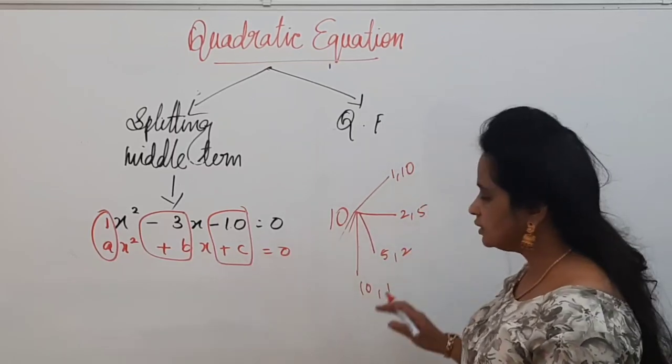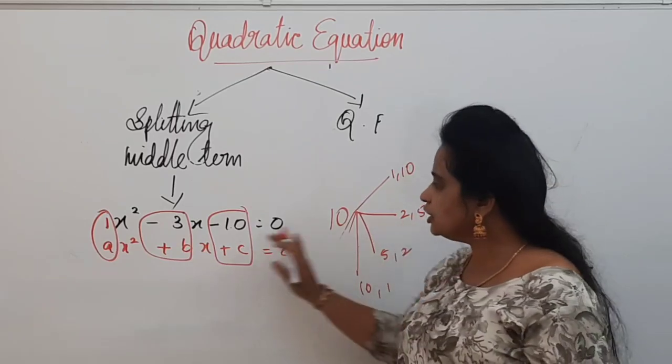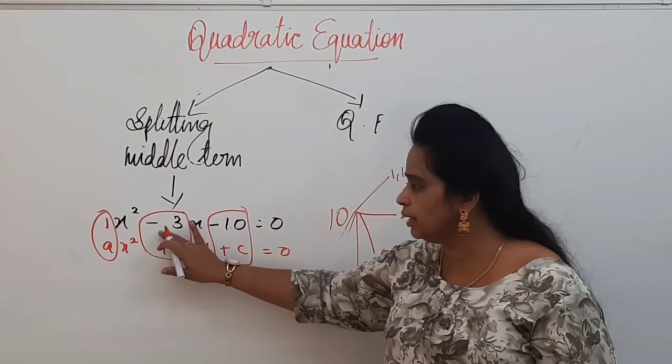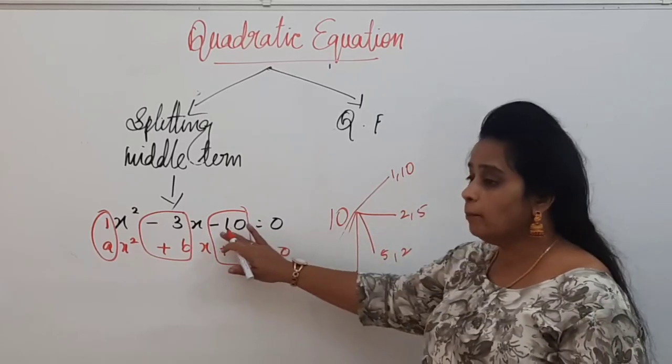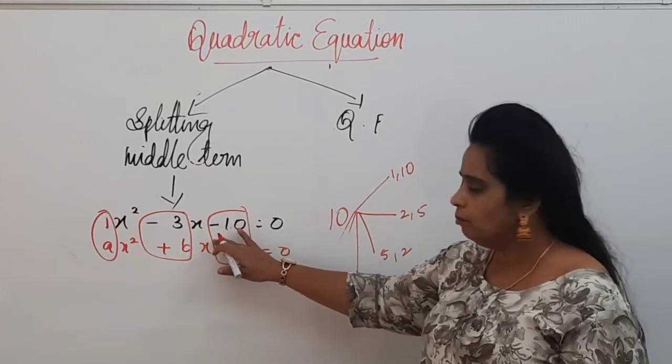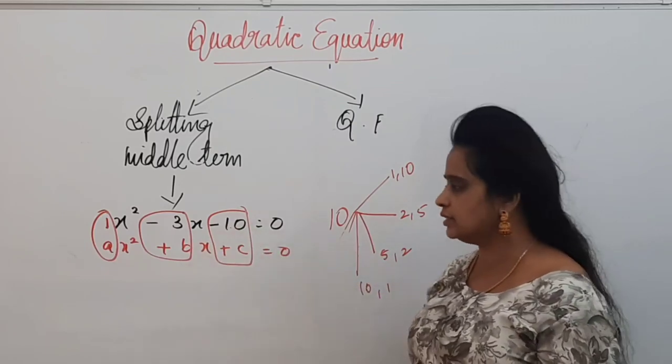Among these factors, I have to choose the pair such that the addition must be the middle term b, that is minus 3, and the product must be minus 10, with the minus sign. Of course, it's all going to be 10 only, but it should be minus 10.